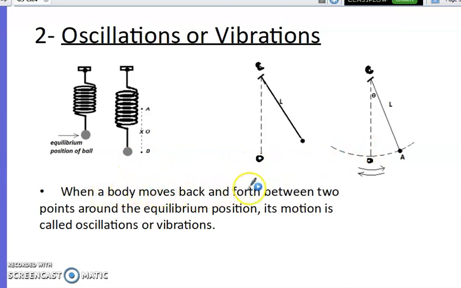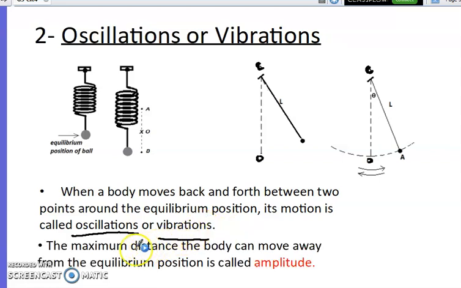So when a body moves back and forth between 2 points around the equilibrium position, its motion is said to be oscillations or vibrations. So oscillations or vibrations is a back and forth motion, or to and fro motion, of a body between 2 points around the equilibrium position. Be careful, around the equilibrium position, okay?